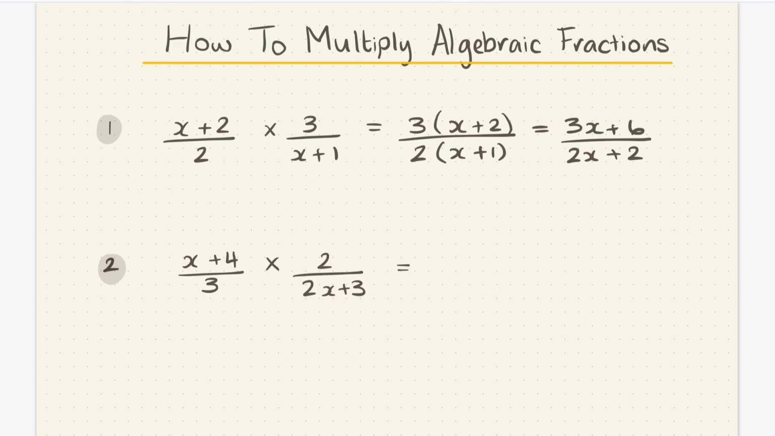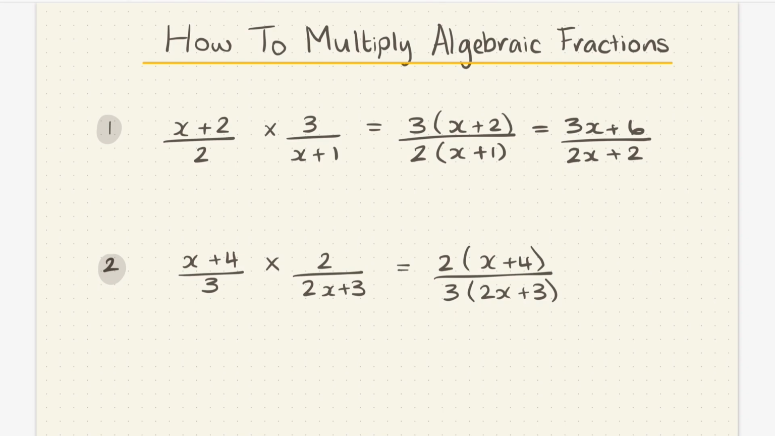Now it's the same thing here. We have got a number multiplied by an expression. So we're going to put it into brackets. So I've got 2(x + 4) over 3(2x + 3). And again, we can multiply out these brackets.